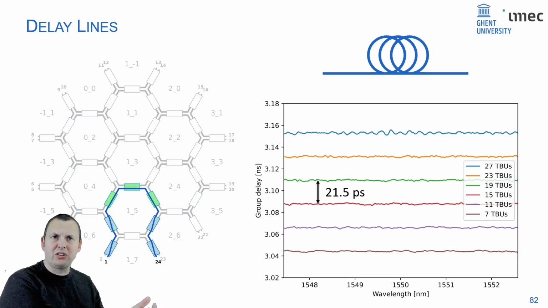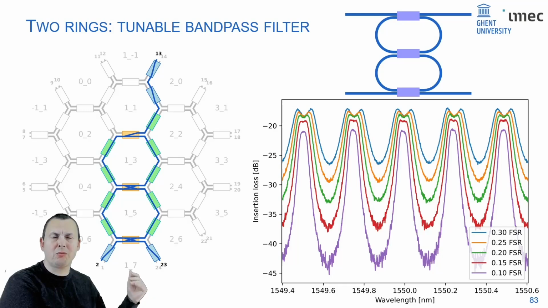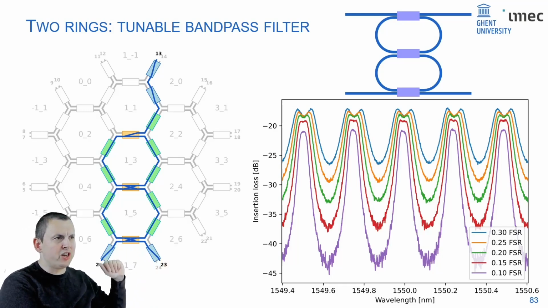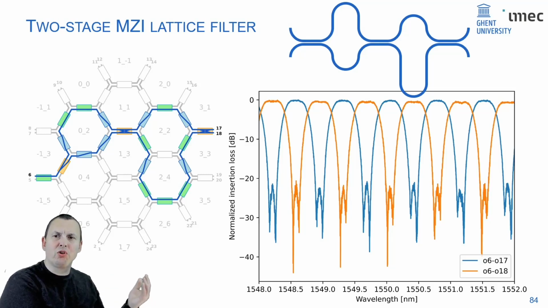You can do filters, not just single rings, but also multi-ring filters. For instance, this is a coupled ring resonator, where in the different curves, you see that we change the coupling between the rings to get a different passband. Or you can even do higher order filters based on Mach-Zehnders. This is a 2-stage lattice filter designed to be like a 50% passband filter. Now these are just examples of what you could do with such a circuit.